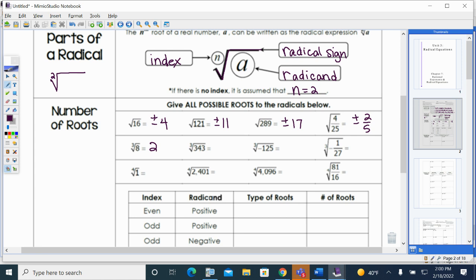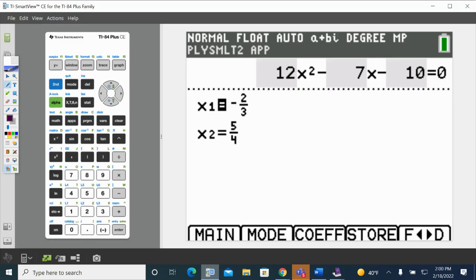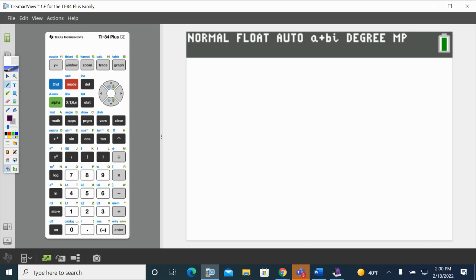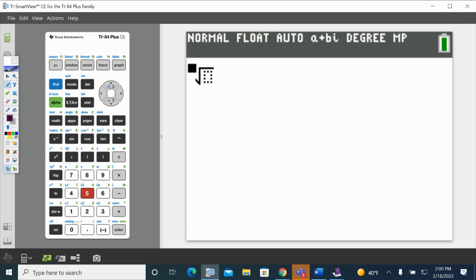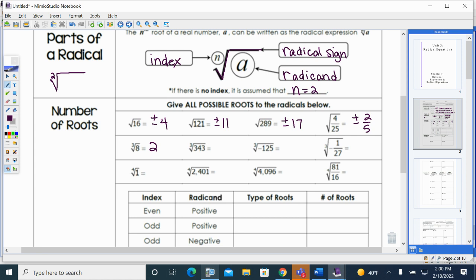The cube root of 343, if you put it in the calculator, let me show you that real quick. Cube root is under math. So if you go to math, we're going to be using number 4 and number 5 occasionally. So if you select number 5, it gives you the opportunity to change the index to whatever you want it to, and then I'm going to put in the 343 so you can see that it's equal to 7. So this is equal to 7, and again, it can only be a positive 7.